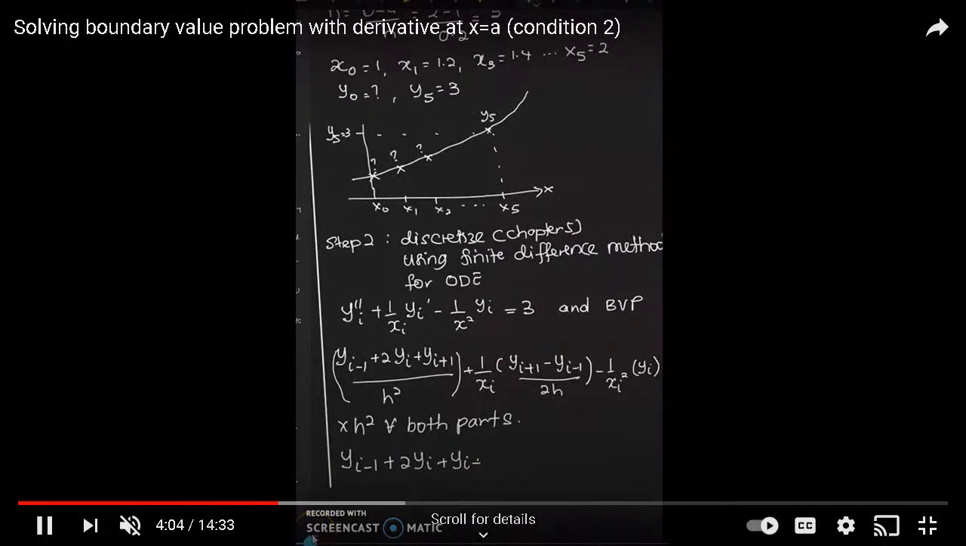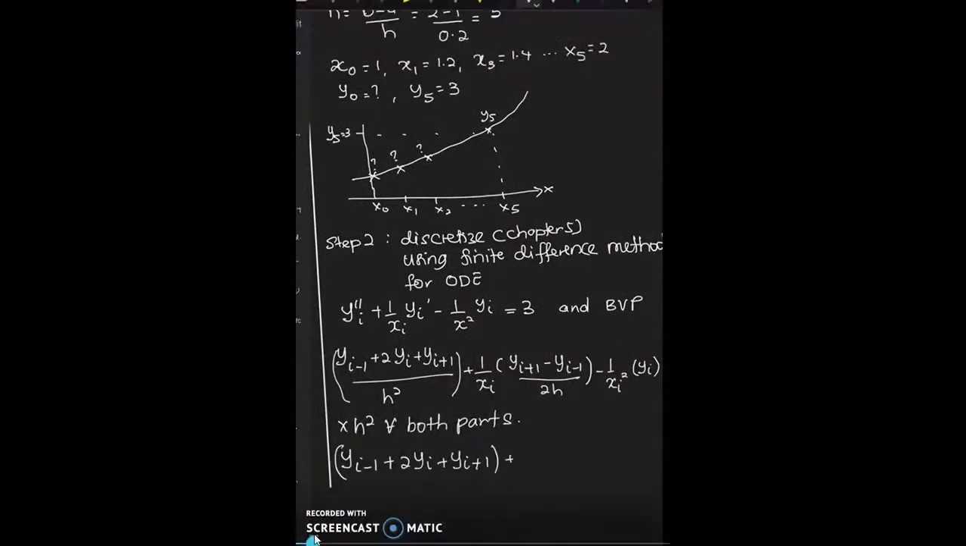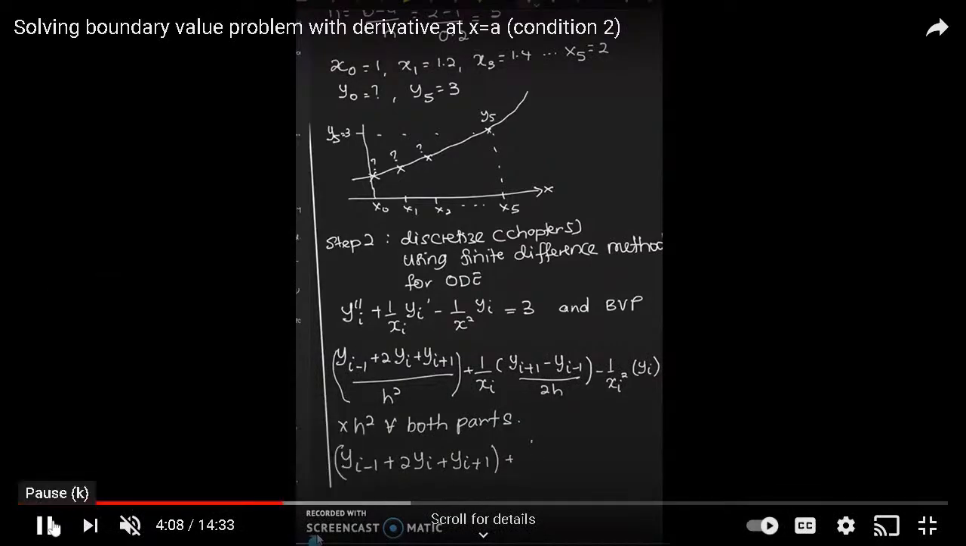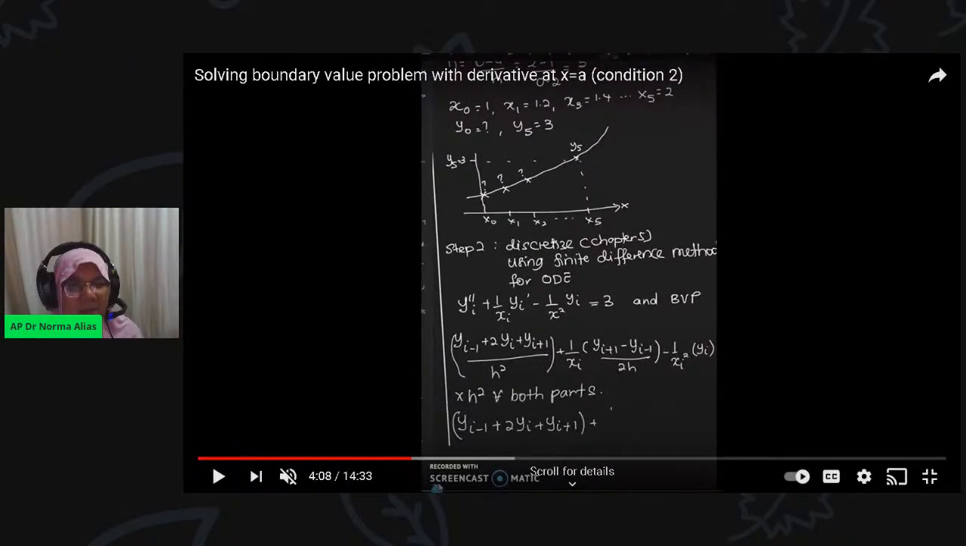Because this one is very complex, it has become complex. So what should we do? You need to times h squared for every both part. As in the previous step, we needed to times 2h for every both part. But in this case, we times h squared for every both part.